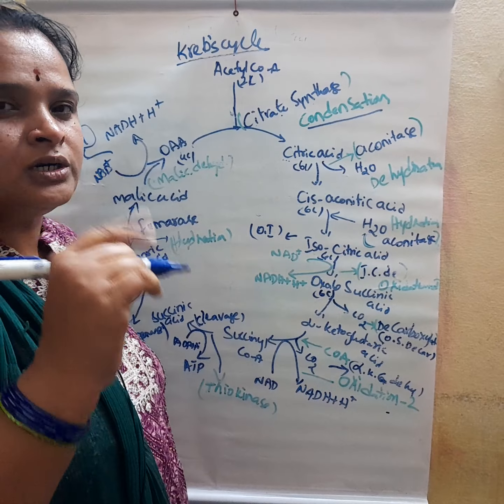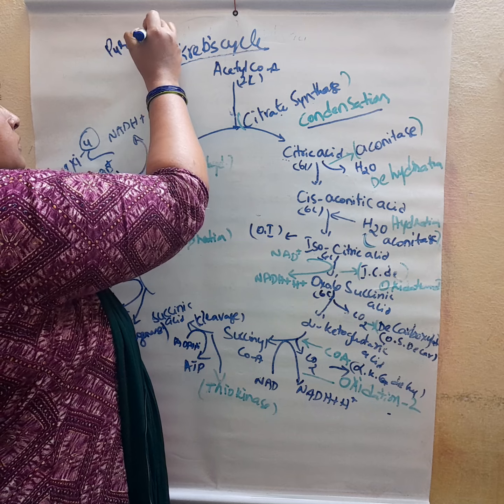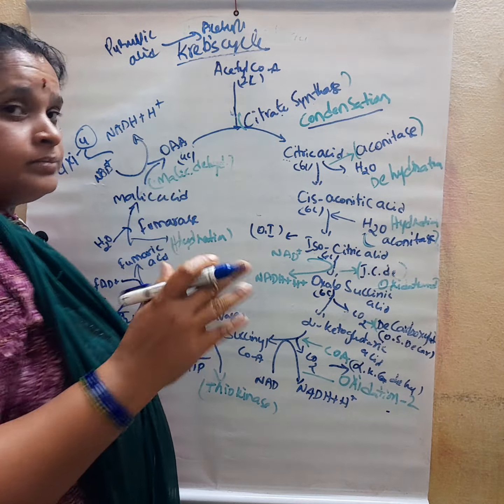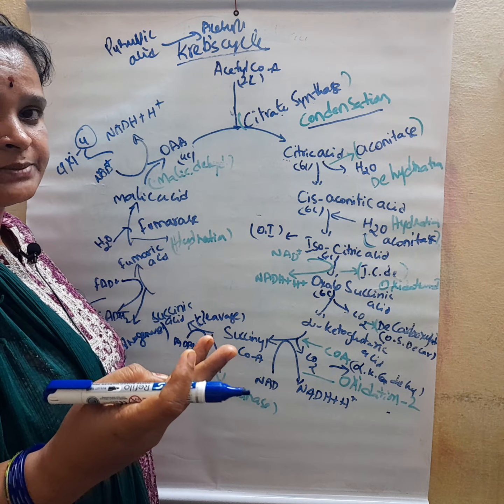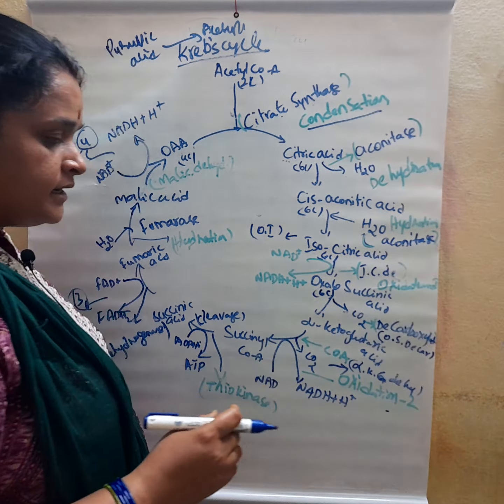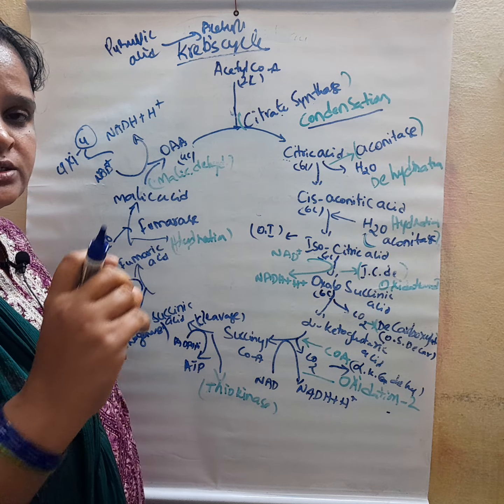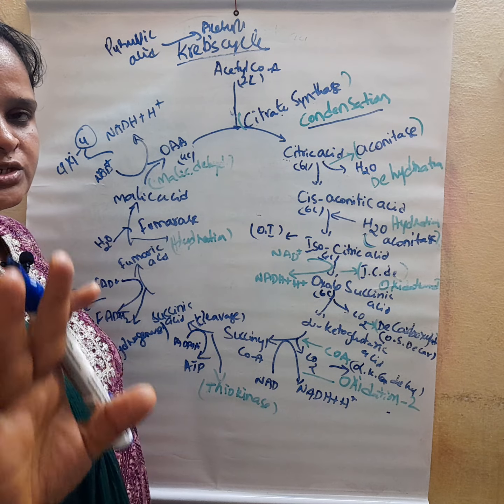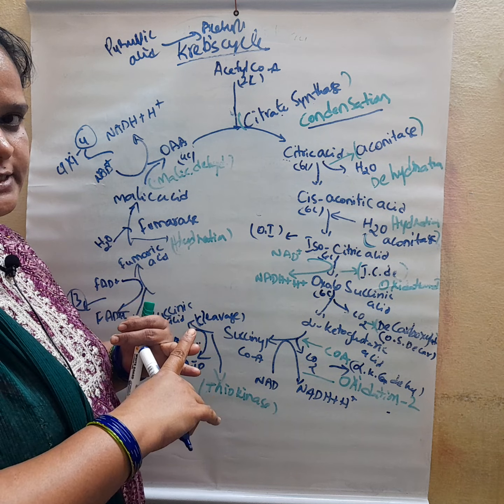You may have a doubt: pyruvic acid to acetyl CoA. There is a complex step where decarboxylation and oxidation take place, but we simply write the enzyme dehydrogenase, and we give the name of the reaction as oxidation only. Actually, this can be called oxidative decarboxylation, that means oxidation plus decarboxylation takes place.